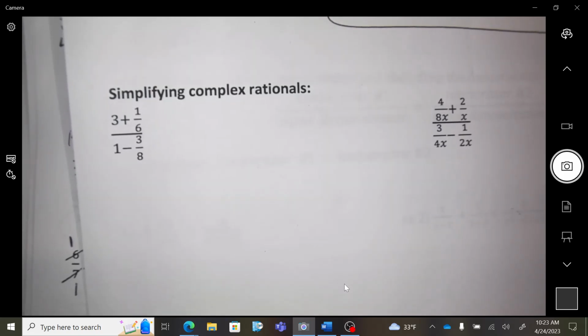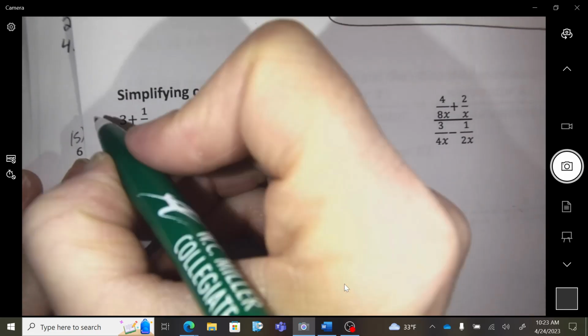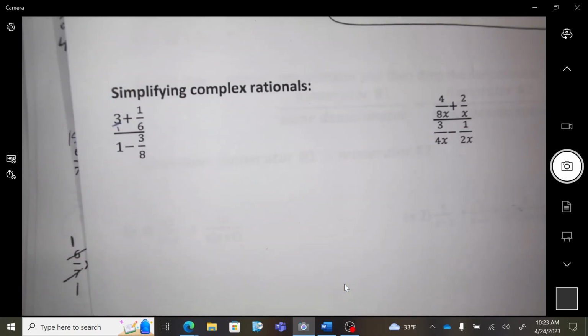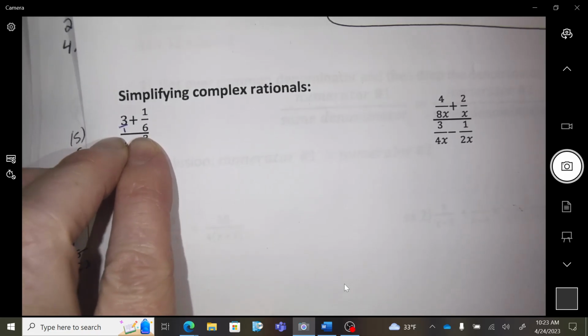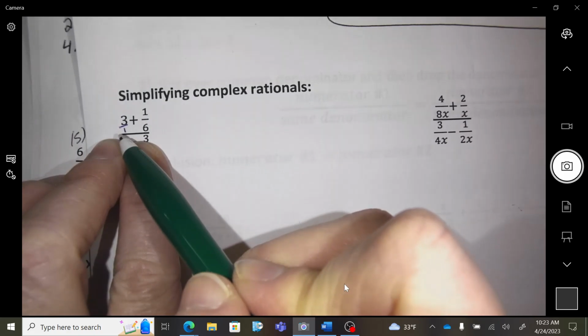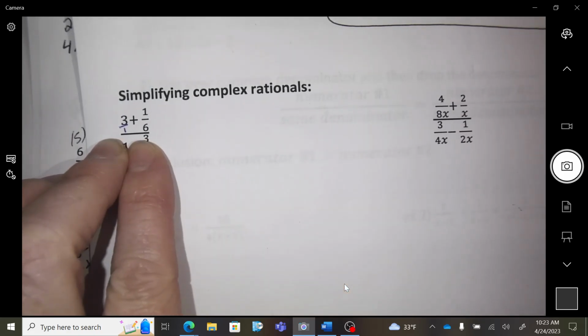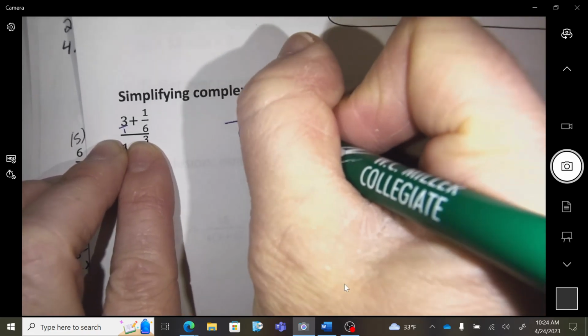Okay, we now know adding, and we now know multiplying, dividing, so we're going to put this together. I'm going to write 3 as 3 over 1. I'm putting these together. So this has a bottom of 1 and this has a bottom of 6. What do you want to pick as a common denominator? 6.